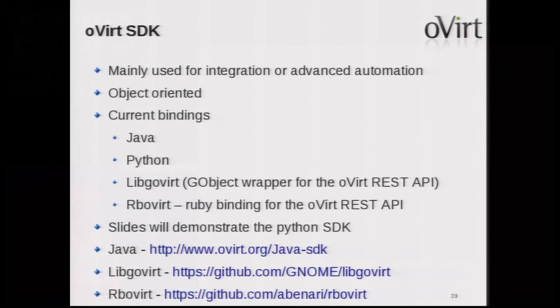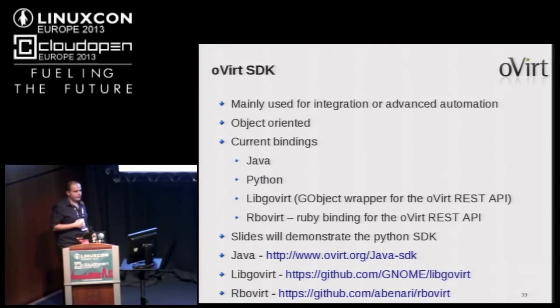So the SDK is mainly used for integration or automation, advanced automation in that case. It's object-oriented. We currently have two bindings for that, a Java and a Python one. As I said earlier, the CLI is based on the Python one. The Python one was the first binding we had.